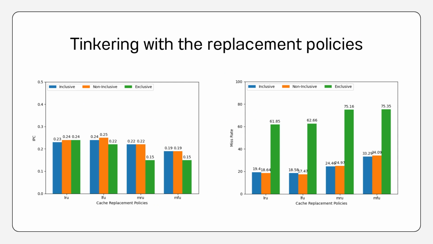As seen from the graph, the LFU is working the best on an average. The best replacement policy is LFU, and as we can also observe from the miss rate, the miss rate for LFU is the lowest.